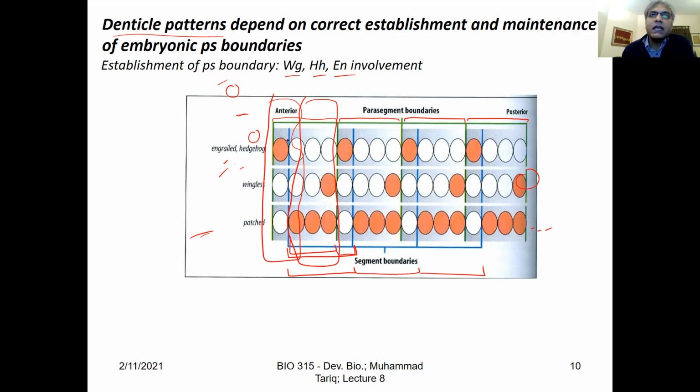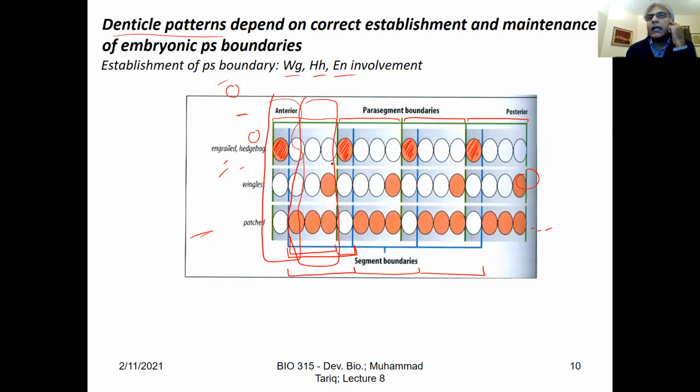Now, what they have discovered is that engrailed, which we already learned is expressed in the anterior region of a parasegment, this will be engrailed in the next parasegment, anterior of the next parasegment, anterior of the next parasegment. Engrailed, which is a transcription factor, leads to activation of hedgehog, which is a diffusible signal, which then leads to activation of wingless.